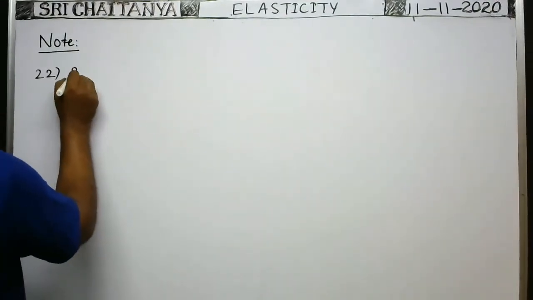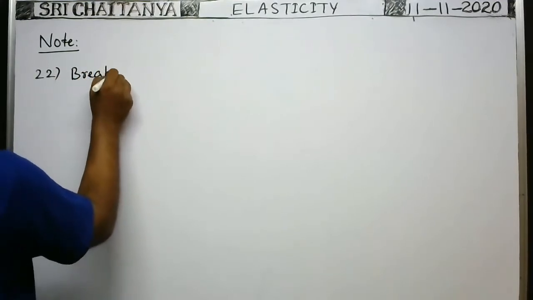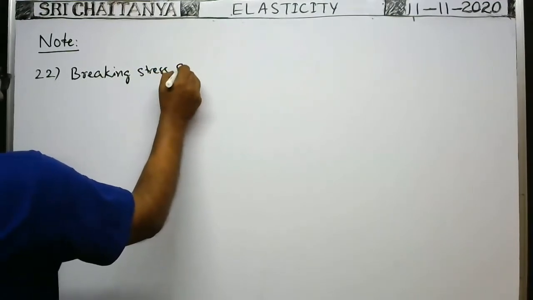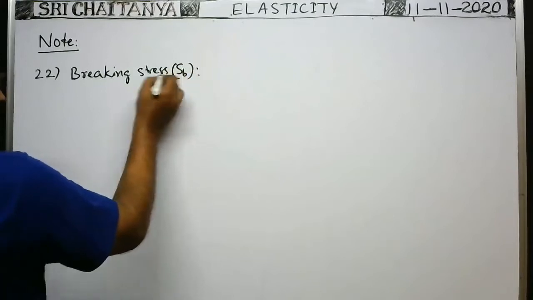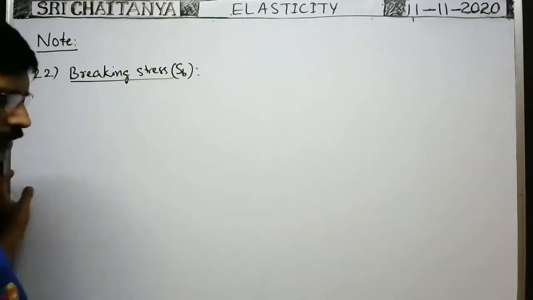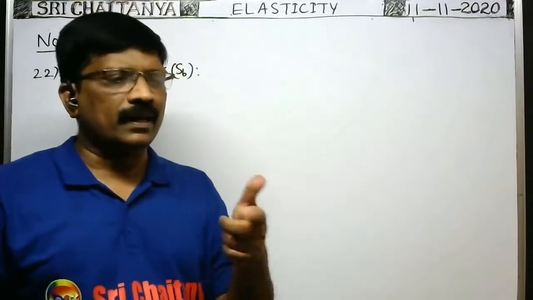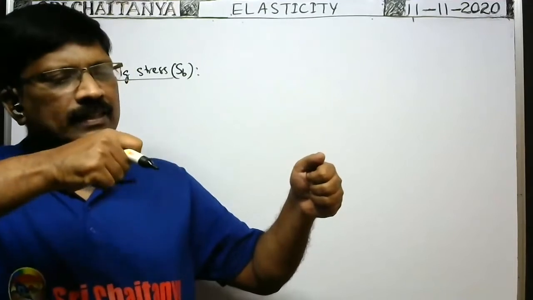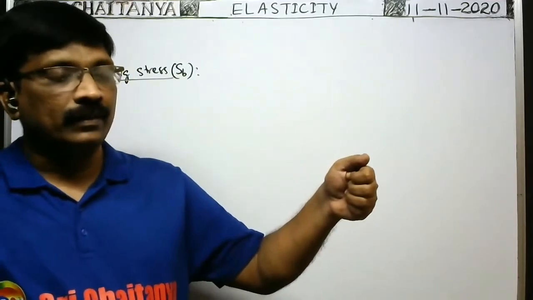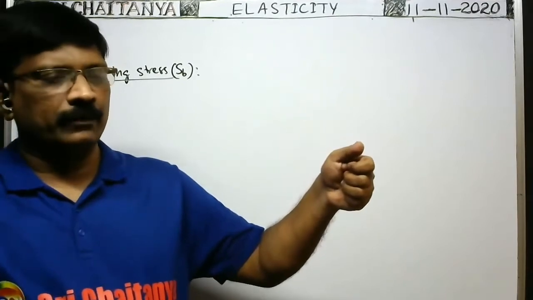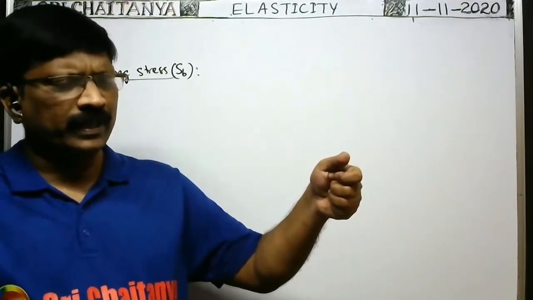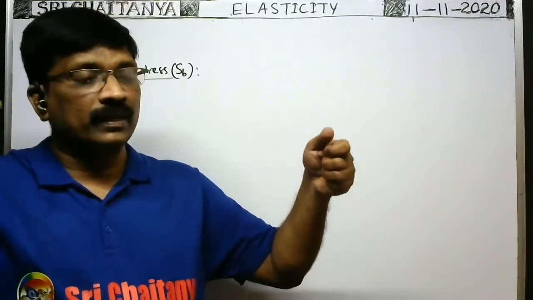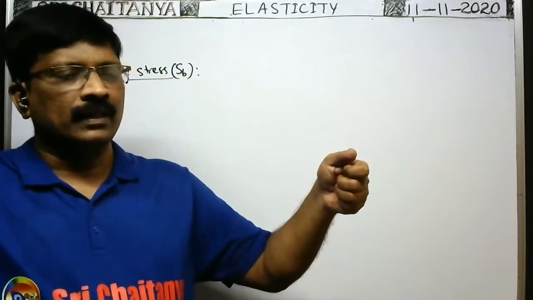Next, question 23. Breaking stress, S suffix B. Breaking stress means, suppose you take a rubber cord or rubber wire. You gradually pull the rubber cord by applying some force. You gradually increase the force along the length of the string. Then the rubber cord is elongated. If you apply further force, the elongation increases further, and at one particular applied force along the length, the rubber cord will break.